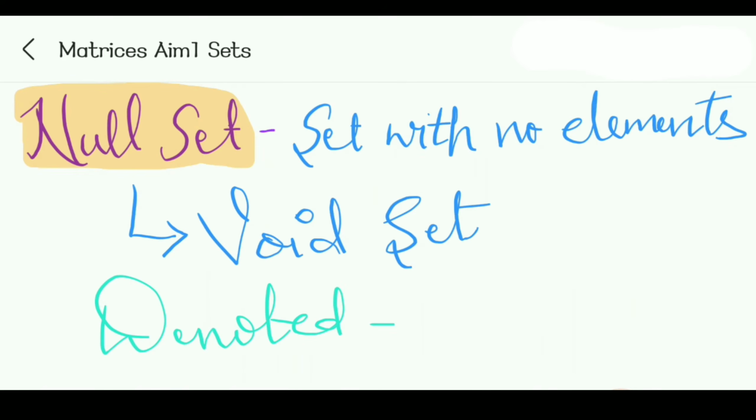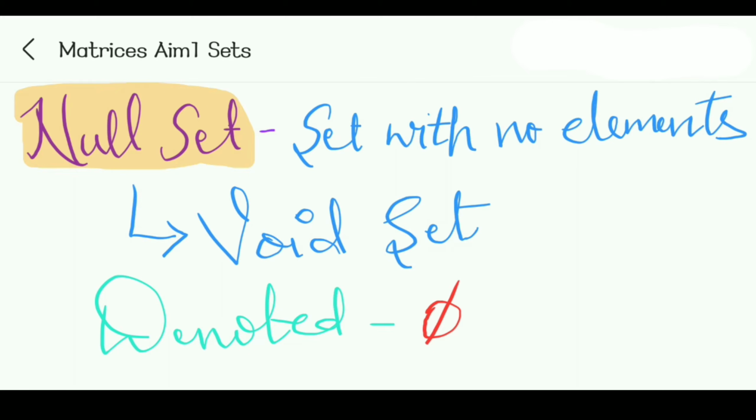Understand? Next we are going to see the null set. A null set is nothing but a set which does not have any elements. That means no elements are there in it. It is also called a void set. Now how do we denote this? It is just like one circle is kept and one slash upon that.